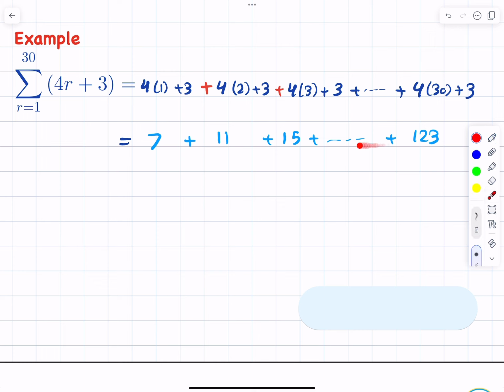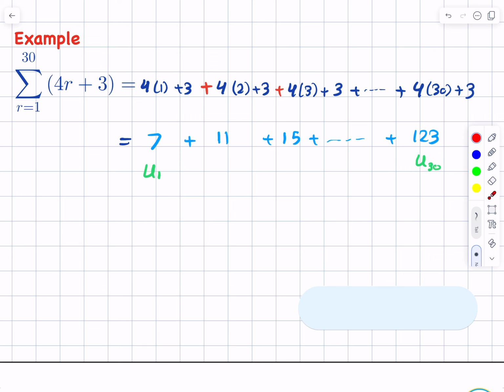Now here, as we see, we have lots of terms or numbers. And actually, we have 30 numbers added up together, because here r starts from 1 to 30. And of course, it's hard to add up all of these numbers one by one. Instead, we add them up as an arithmetic series. So as we learned before in previous videos, these numbers represent an arithmetic series where the first term is 7 and the last term is 123. And actually here it's the 30th term, as we said.